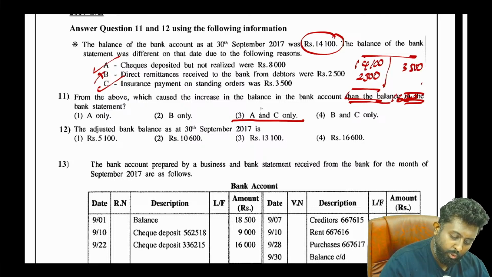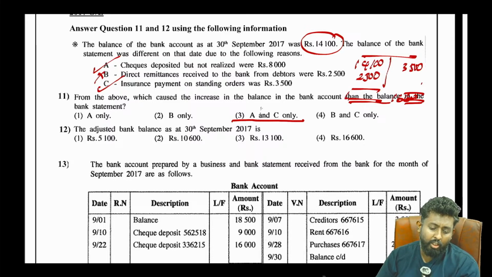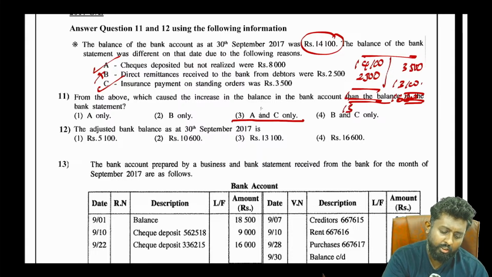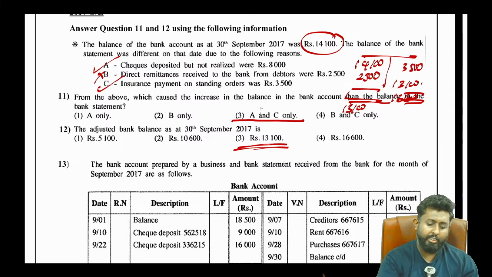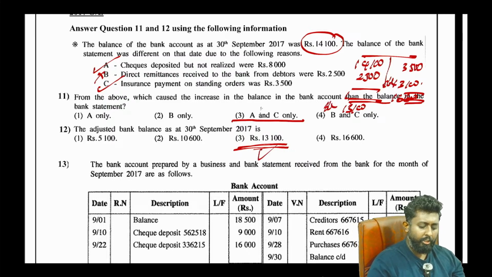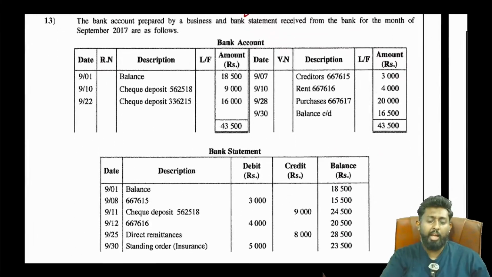direct remittance 2,500 you have to add, and you have to minus 3,500. 16,600, the answer is 13,100, right? 13,100 is the answer, right? So carried down 13,100, brought down 13,100. So guys, I hope you can analyze and do even the 2015 one.